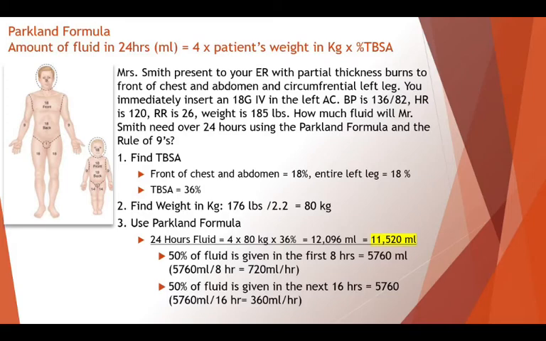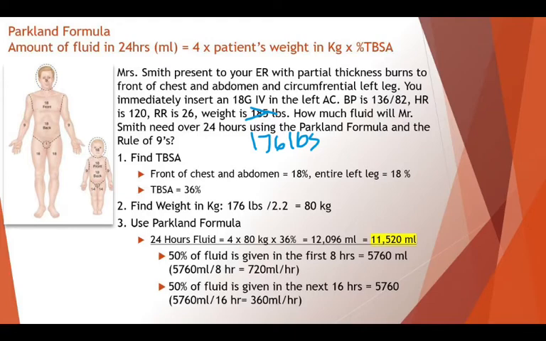This is a major burn, and it's going to get Parkland formula. So we found the front of the chest and the abdomen is 18%. The entire left leg is 18%. Because it's circumferential, it's not just the front and the back, it's the entire leg. So we have 36% body surface area, so we find their weight in kilos. The weight in the question is different than the weight in the answer. I wanted to make it something that was even, which I usually try to do for the test. So he's 176 pounds because it worked into even kilos. I love even kilos, not point something kilos. So he's 176 pounds, and he's 80 kilos.